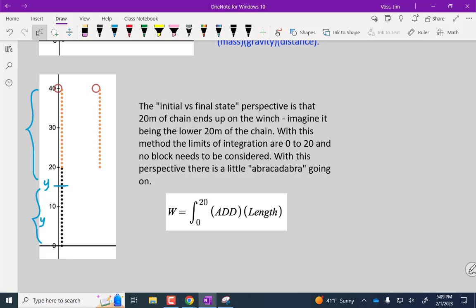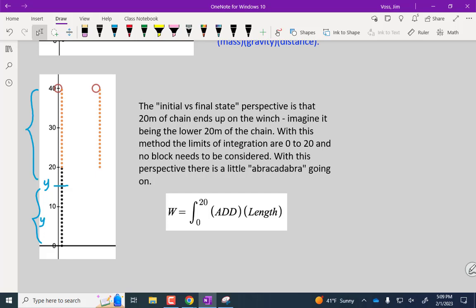So this I would call the initial state versus final state. You're sort of looking at where it starts and where it ends, and we're just saying, hey, we could imagine, even though it's not true, in reality you couldn't make that happen. You can't take the bottom of the chain and jack that up to the top. But in practice, that will work and give you the same exact answer.